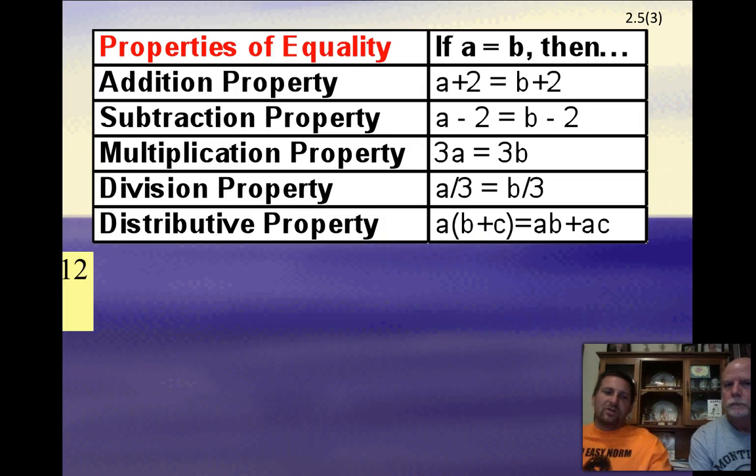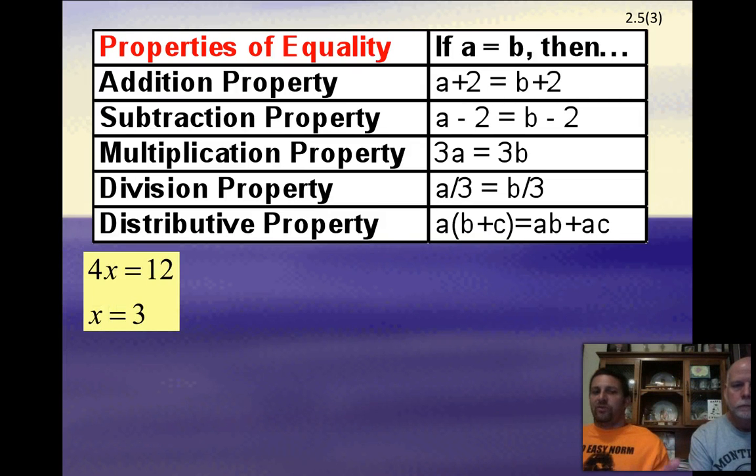If you look at this example right here, if I have 4x equals 12, a lot of you guys would just divide by 3 on both sides. Well, or excuse me, divide by 4 on both sides.